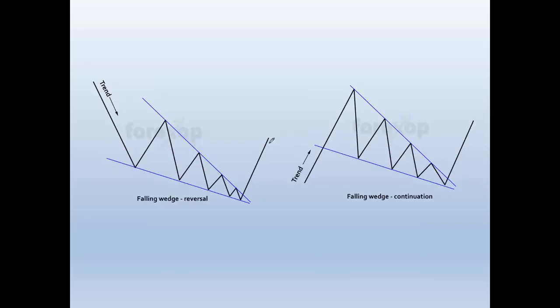This is called a falling wedge. Basically, it's a symmetrical triangle, except that instead of making higher lows and lower highs like this, the market's actually trending down, making lower highs and lower lows, and then it breaks out of it.